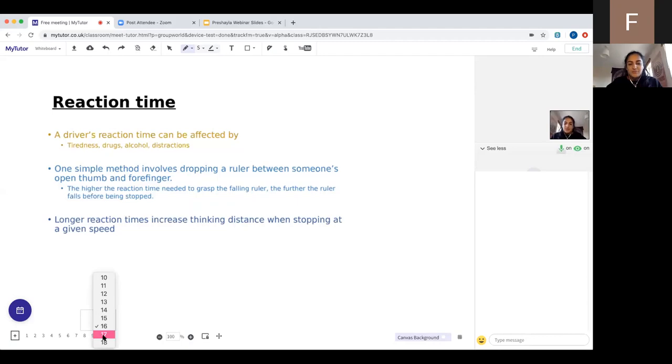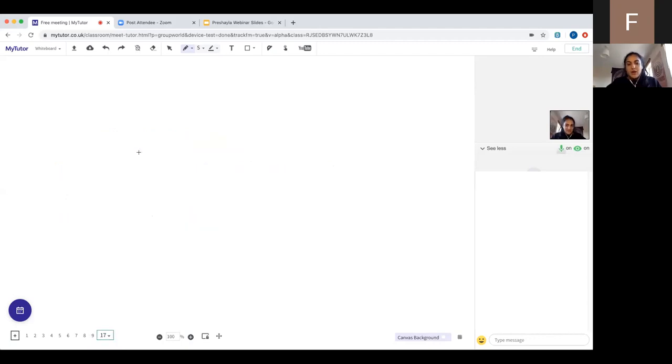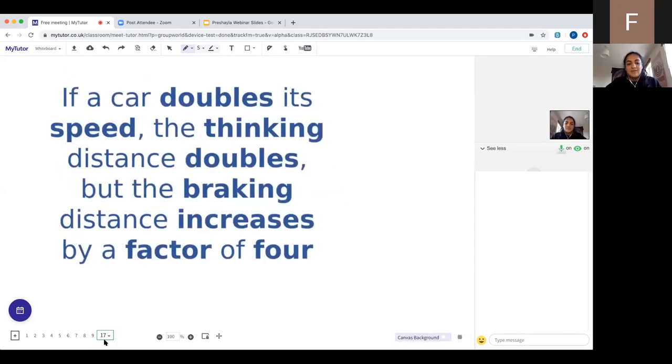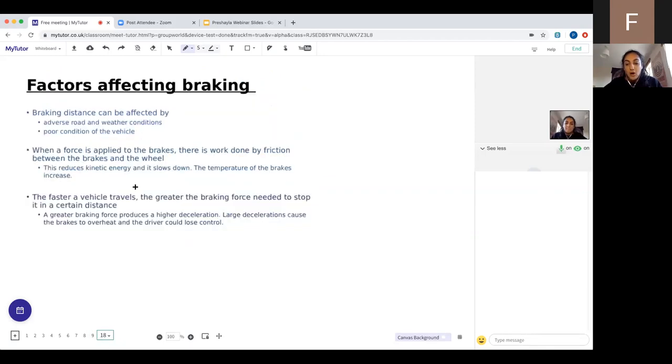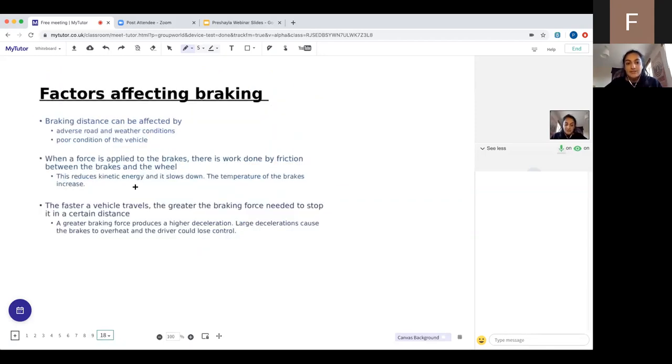So what affects braking distance then? Well, braking distance can be affected by road and weather conditions. If the road is in really bad condition or it's icy, wet or windy, that can affect braking distance. Also the condition of the brakes and tyres. If you haven't got your brakes checked or your tyres checked, that can affect braking very badly.